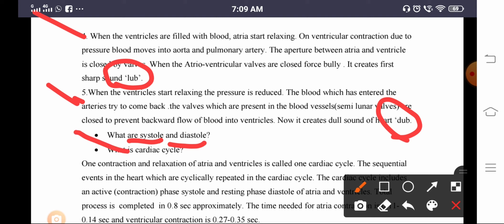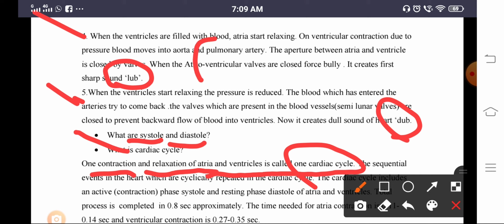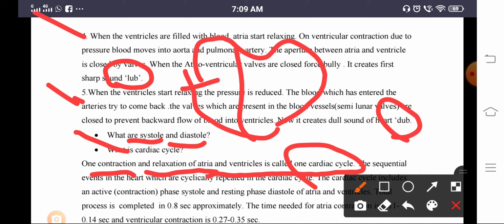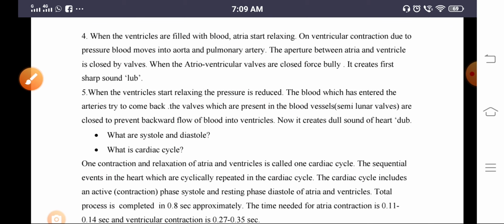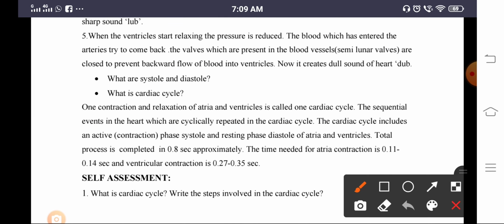So what is cardiac cycle? Now we can conclude one contraction and one relaxation of auricles and ventricles is called cardiac cycle. So these are the four chambers, auricles and ventricles. Contraction of auricles and ventricles, relaxation of auricles and ventricles is called cardiac cycle. These sequential events in the heart which are cyclically repeated are the cardiac cycle.